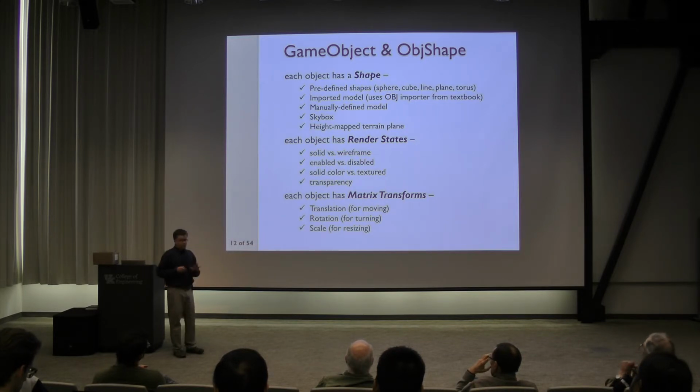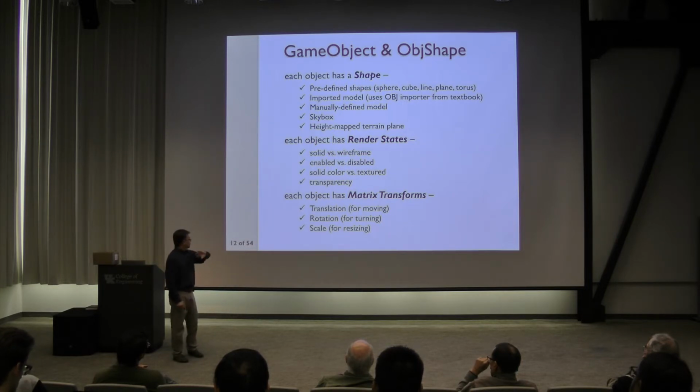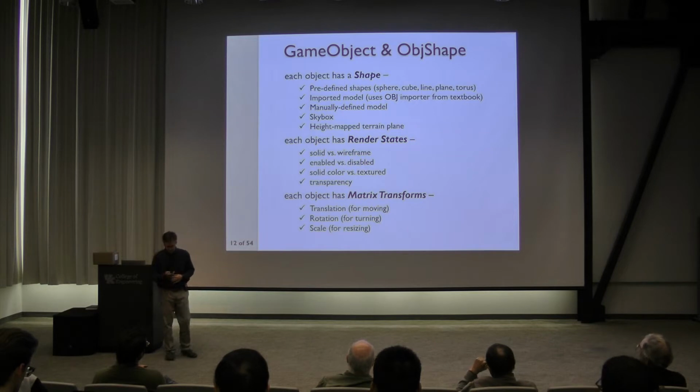Each object also has matrix transforms. In game engines, every object in your game comes with, the standard way to do it is, three transforms. One for moving, one for turning, and one for resizing the object. So the matrix transforms associated with moving objects around during gameplay are held in the game object, not in the shape.